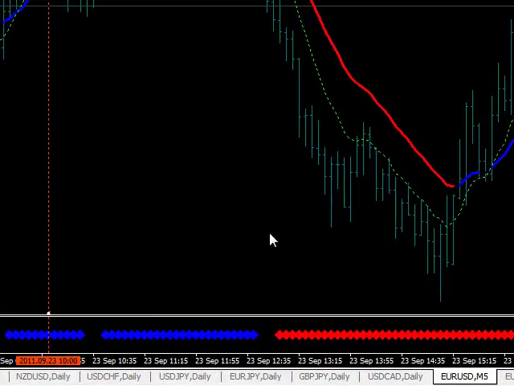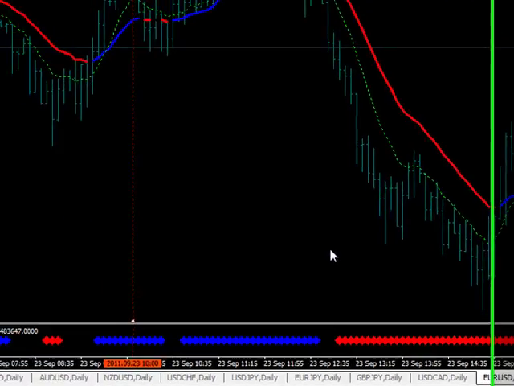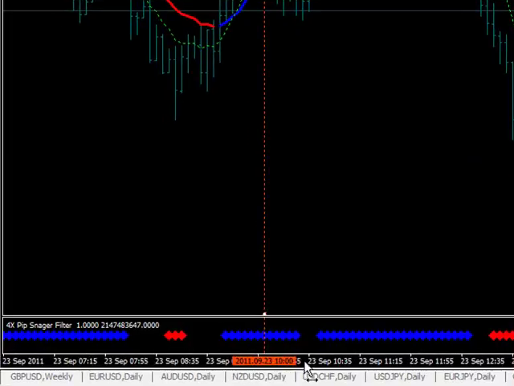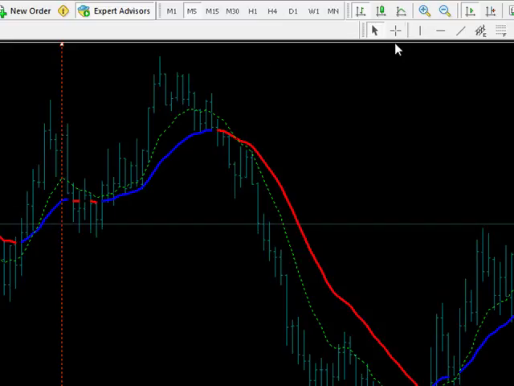Today is September 23rd, 2011. We're looking at the Euro USD chart, 5-minute time frame. Here's 10 o'clock GMT down here. And let's take the auto scroll off here.